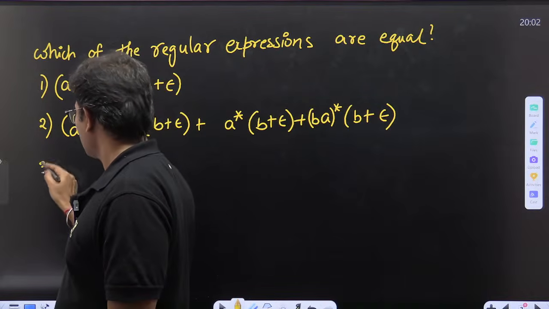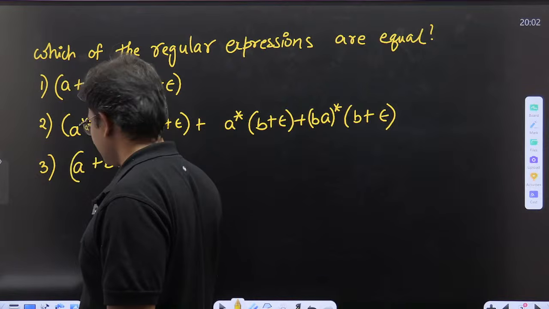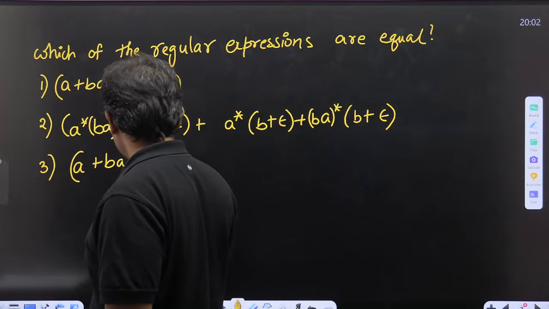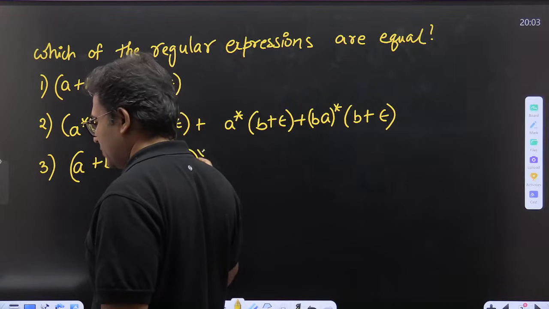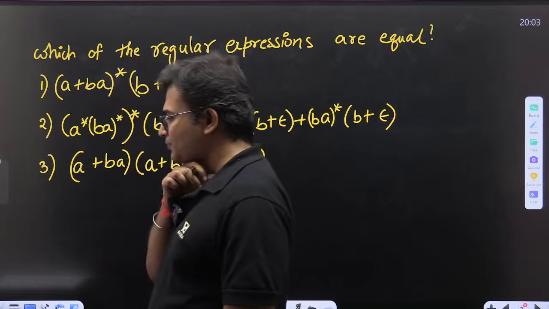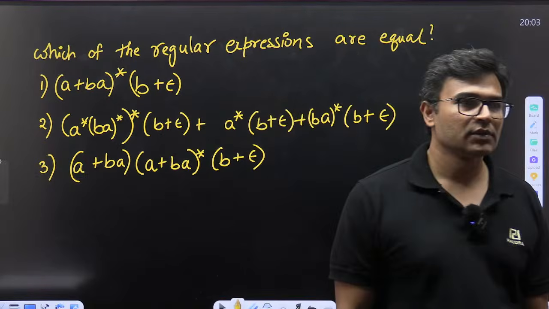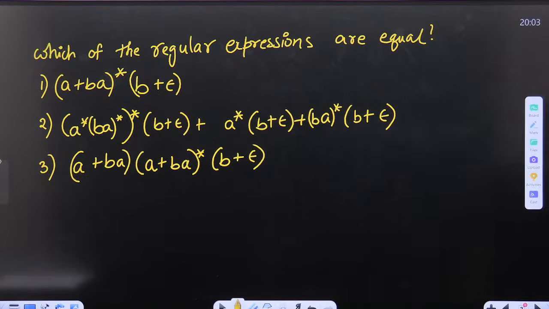3. A plus BA, A plus BA star, B plus epsilon. Okay. Answer this in the Telegram channel.